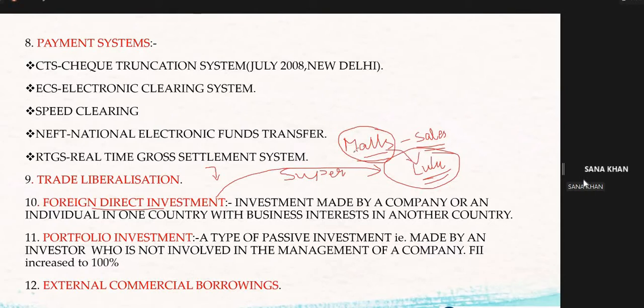That is FDI. If you are giving the chance for people of other countries to have business interest, they can have 50% or more than 50%. They can hold the shares.